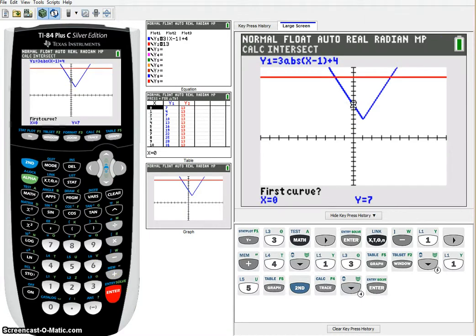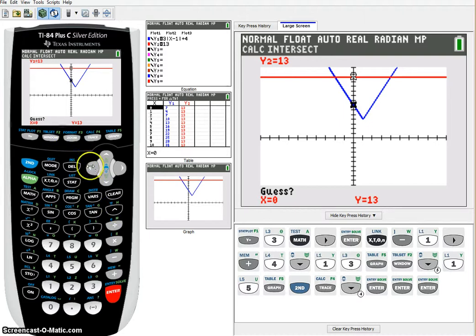And it'll ask us on the screen what is the first curve, and our blinker is on the blue one, so our blinker is on the first curve. We hit enter, and then it's asking us again what is our second curve, and right now our blinker is on the red line, so we hit enter, and then it asks us to give a guess.